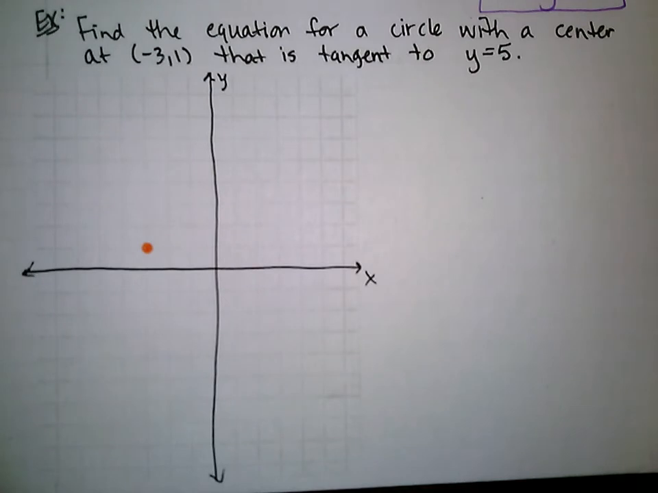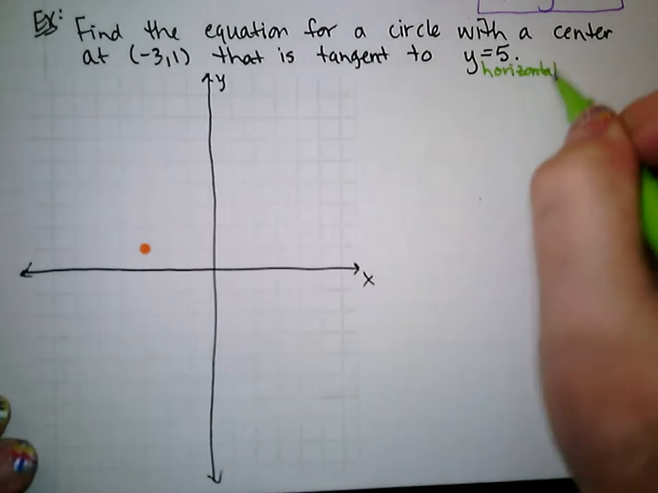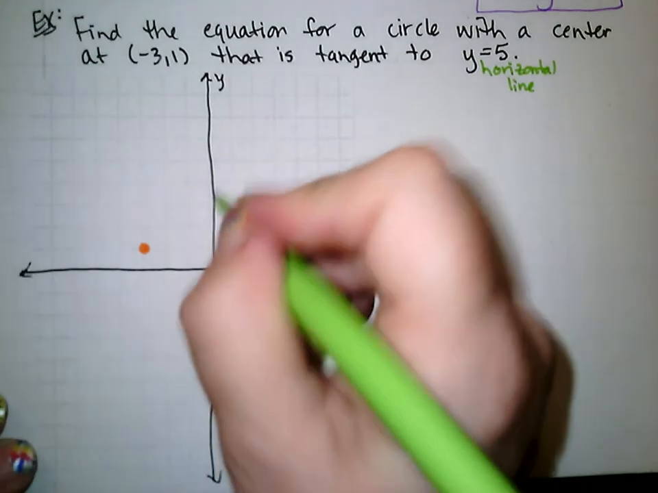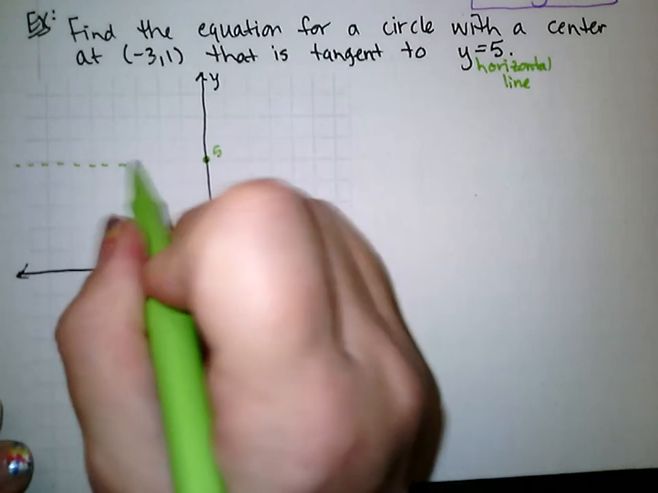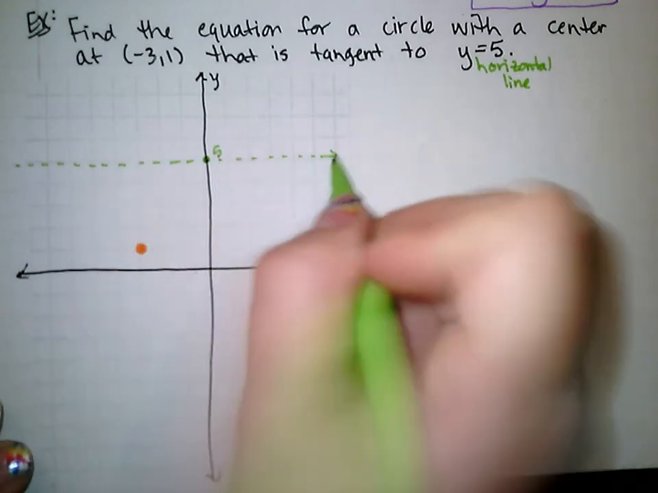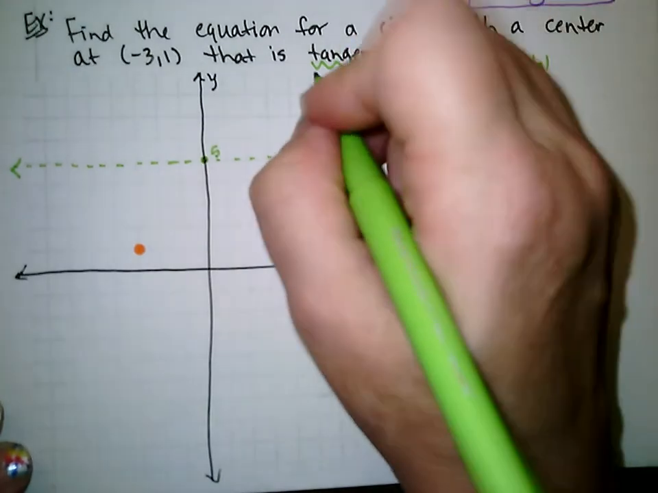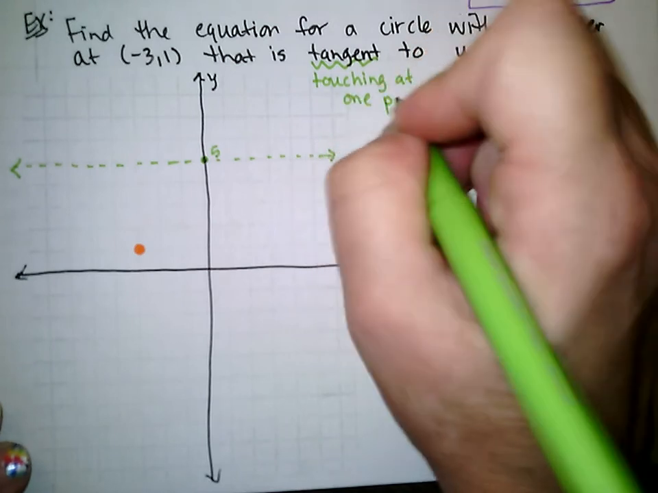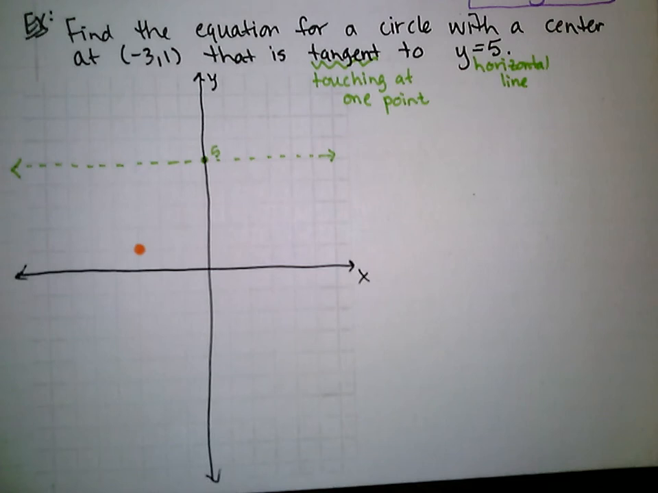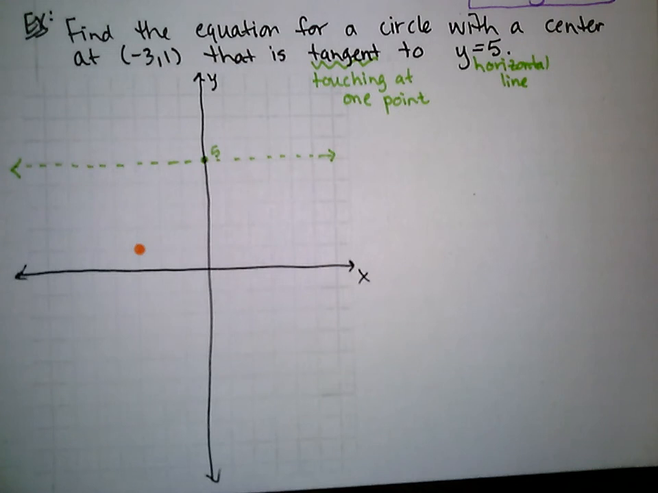Well, y equals 5 is a horizontal line that goes through 5. 1, 2, 3, 4, 5. So our circle is going to be tangent to this line. Now, in this context, tangent means it is touching at one point. So we would need to draw our circle so that the center is here and the edge of the circle touches right there.